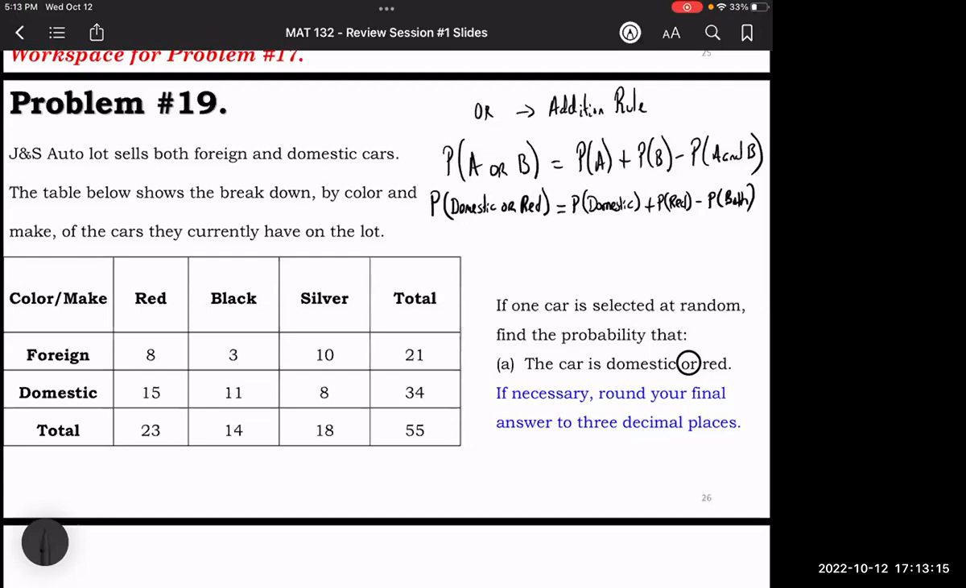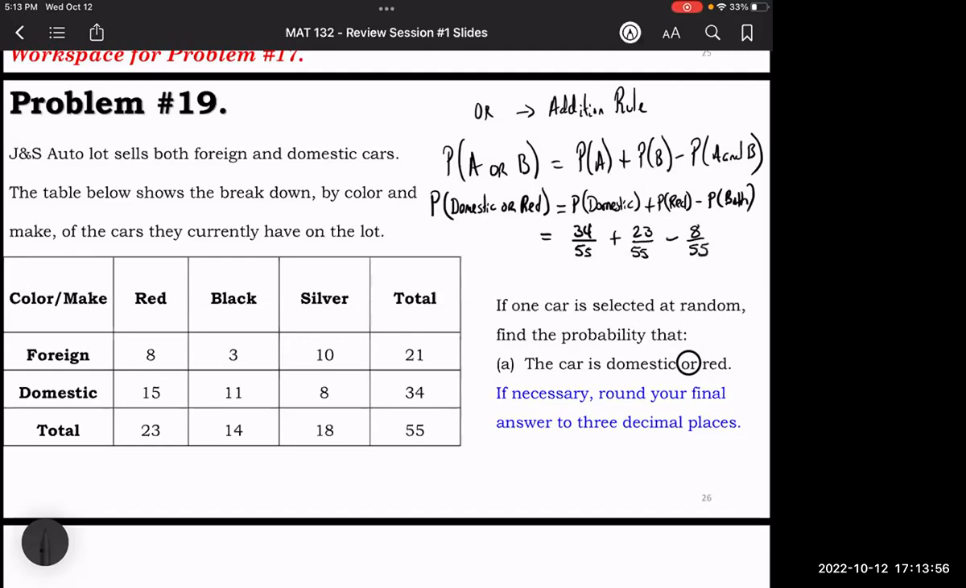Okay, so how many domestic cars are there? 34. But we're going to write it out as a probability, right? So we take 34 and we divide it by what number? 55. Plus the probability of getting a red car, which is 23 out of 55, sorry, minus the probability of both. Are there any red cars that are foreign or any foreign cars that are red? Yeah, how many of them are there? 8. There were 8 red foreign cars.